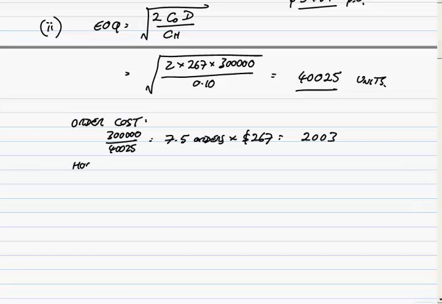In addition, the holding cost. Well, same idea as before, but the average inventory, if we ignore the buffer, it'll be 40,025 over 2, which is 20,013. In addition, we've got the buffer stock. Well, as before, it's 40% of 1 month's sales, another 10,000.